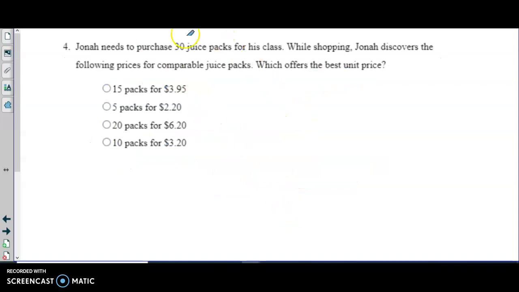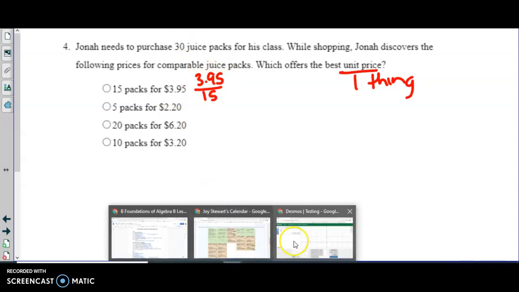Jonah needs to purchase 30 juice packs for his class. While shopping, Jonah discovers the following price for comparable juice packs. Which offers the best unit price? So again, for unit price, we're just trying to figure out how much it is for one thing. So if we look here, 15 packs for $3.95. So if we want to know the unit price, we would take our $3.95 and we would divide it by 15. So let's do that in our calculator.